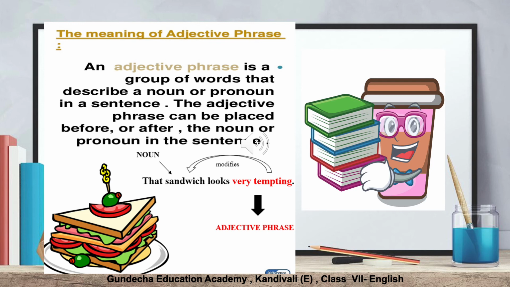For our understanding, once more, an adjective phrase is a group of words that describe a noun or pronoun in a sentence. The adjective phrase can be placed before or after the noun or pronoun in the sentence. So if you look at the example, that sandwich looks very tempting. What looks very tempting? That sandwich. So very tempting is doing the work of an adjective phrase.